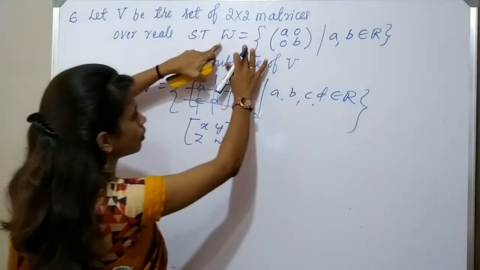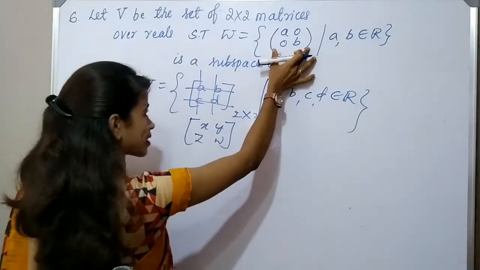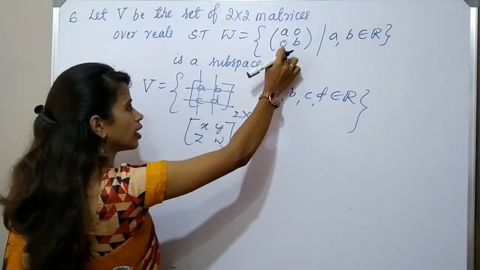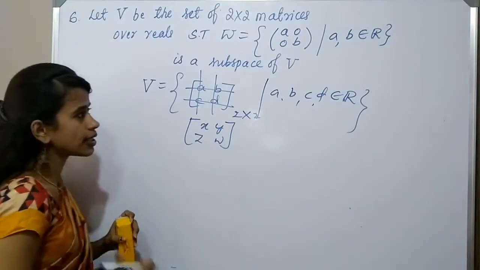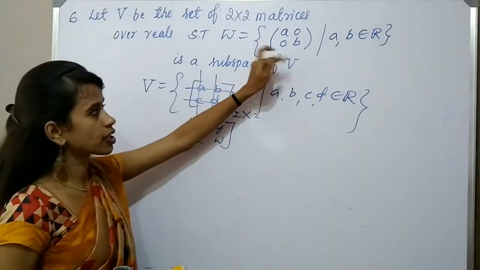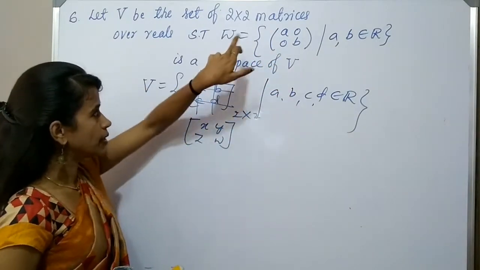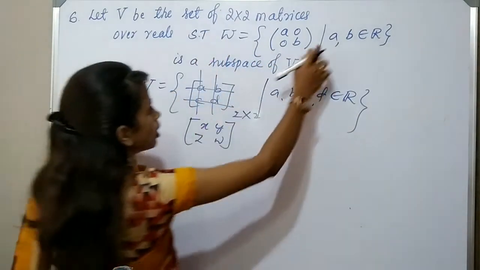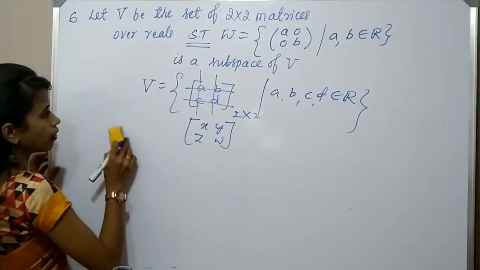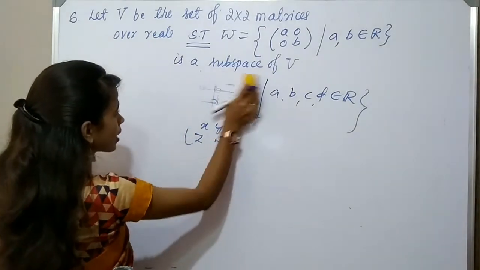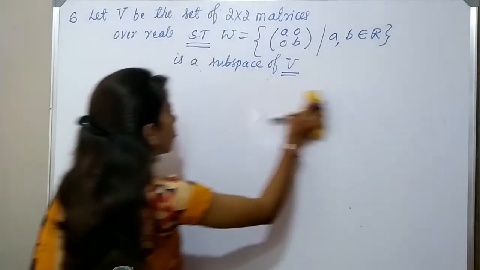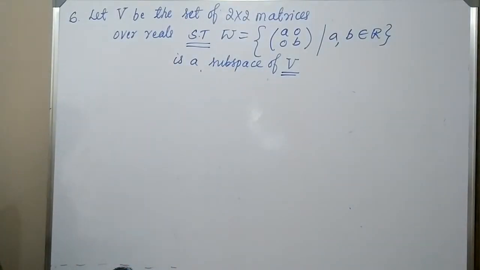Show that the set W equal to the 2 by 2 matrices with first entry A, second entry 0, third entry 0 and fourth entry B. That is, the elements look like this: the second entry and third entry must be 0. So the collection of those elements is nothing but W, where A, B belong to R. It is a subspace of V. We have to show it is a subspace of V. So for that, here, what is V?